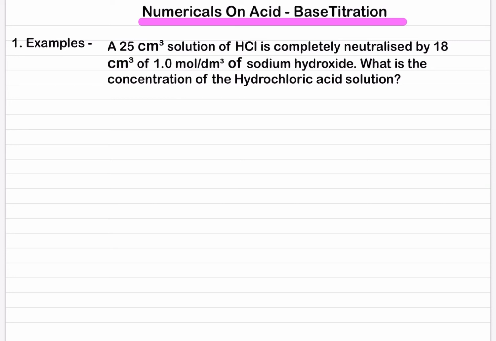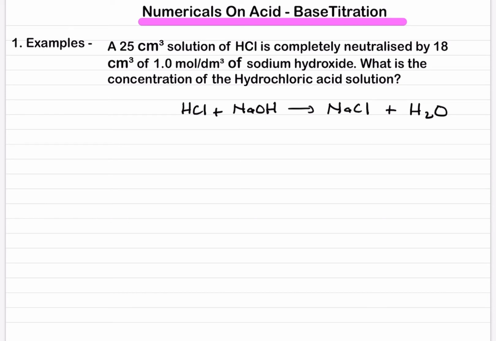So the first thing that we have to do over here is write down the equation. HCl plus NaOH will give you salt, NaCl, plus water. Now, if you look closely at the equation, you'll see that it is already balanced. The coefficient is already 1 for all, so we do not need to balance it.